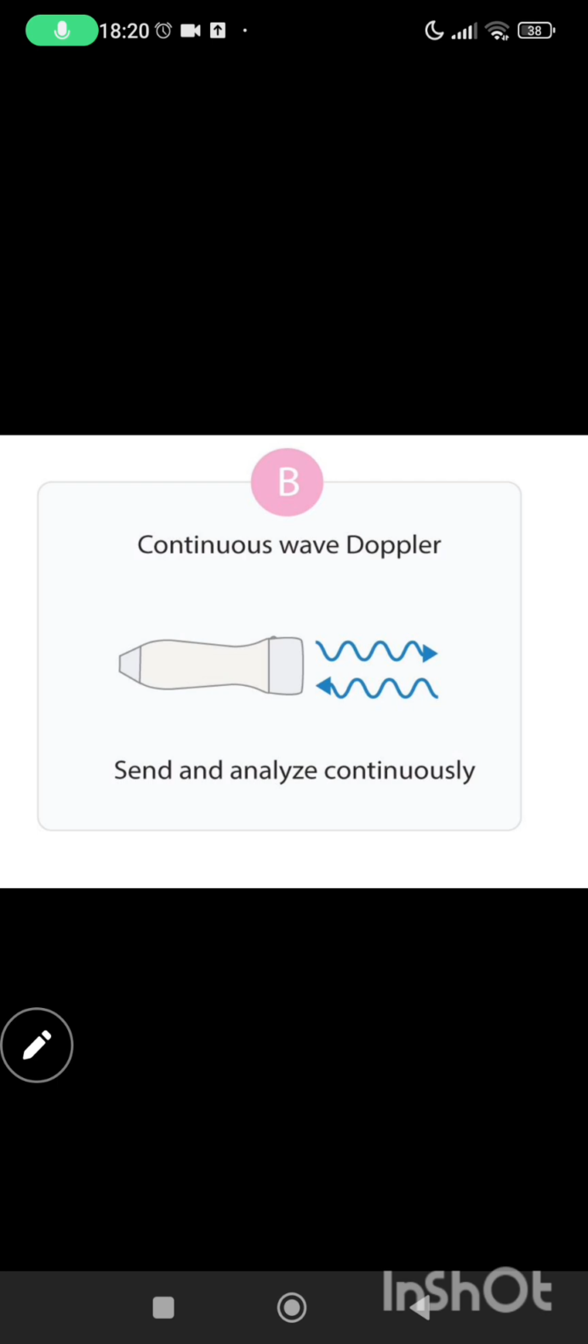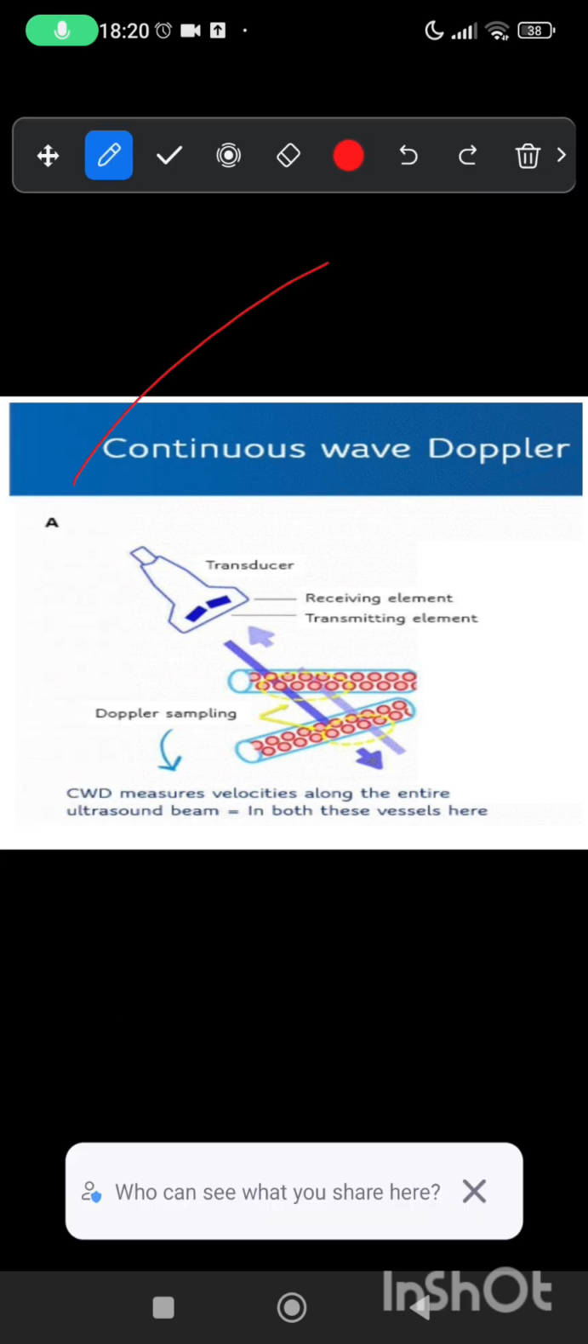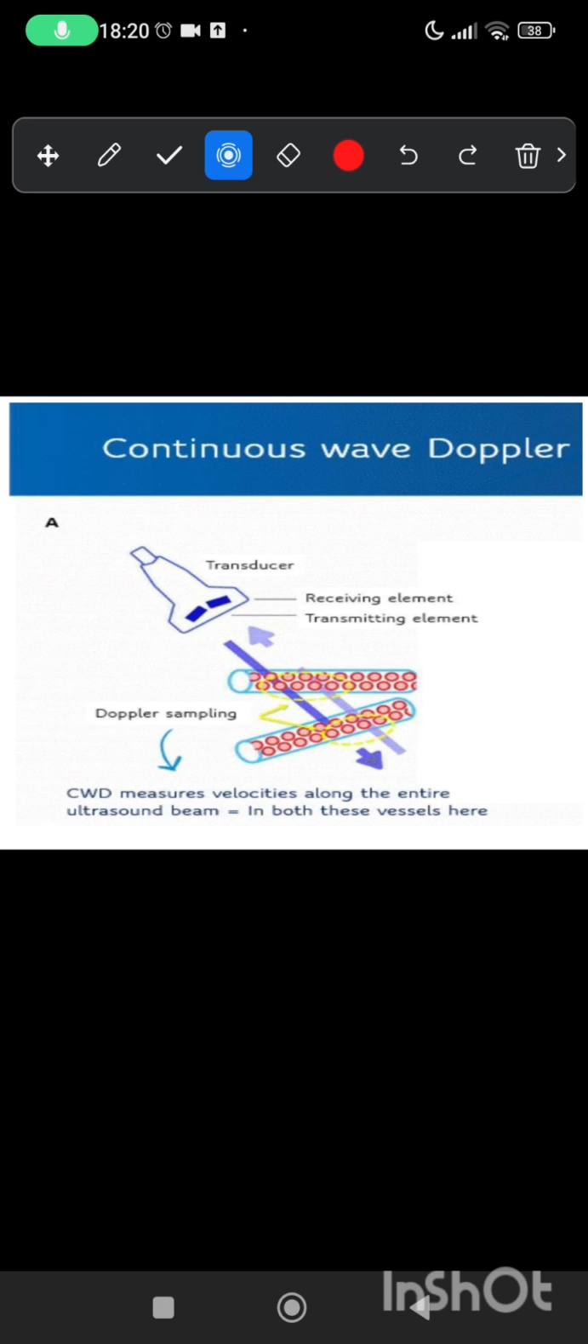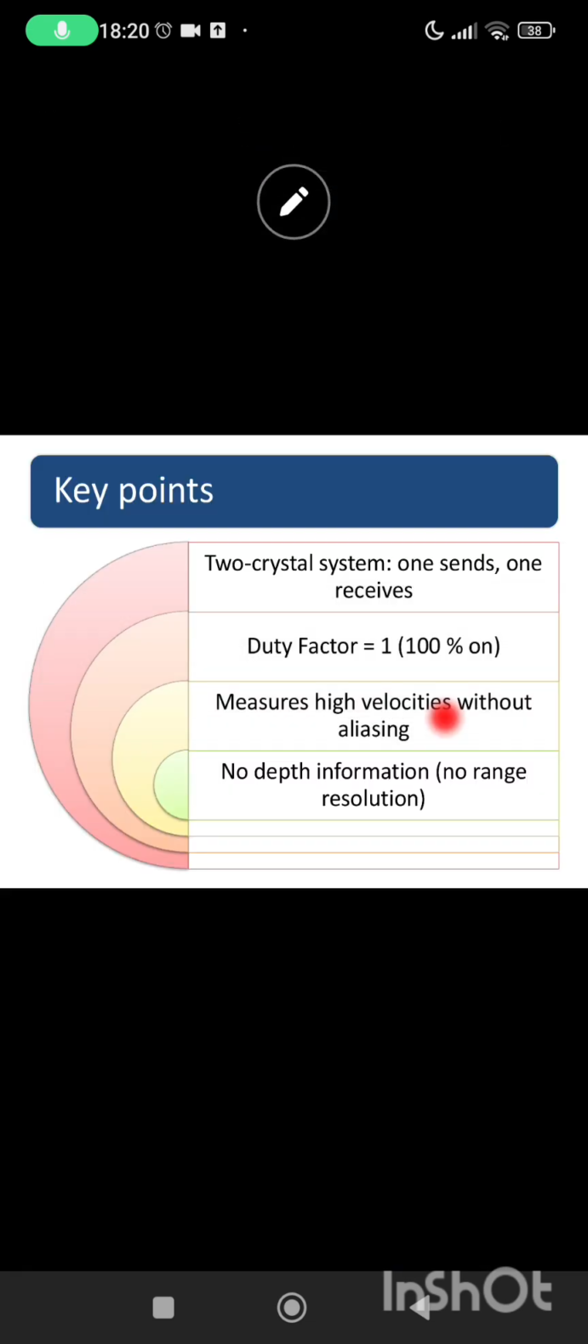So CW Doppler transmits and receives continuously because there are two crystals. One sends or transmits, the other receives or listens. It obtains information from all of the path, from all of the vessels, so it does not tell us exactly where the signal is coming from. So what are the key points this means?